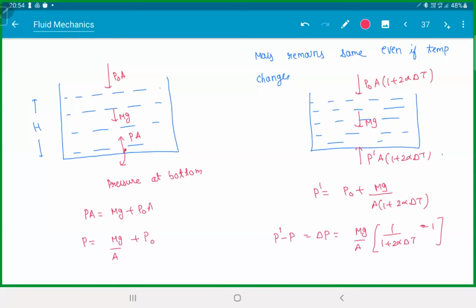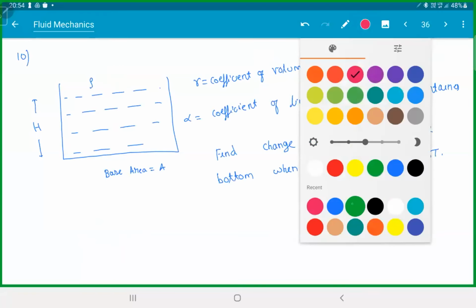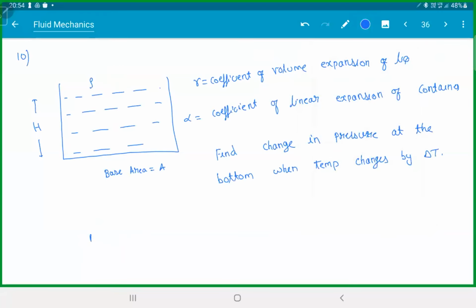Now, some people will have a doubt. Sir, what is happening? The density is changing now. Let's see what happens here. Mass will be the new density into the new volume. What is the new density? Rho by 1 plus gamma delta T. What is the new volume? V into 1 plus gamma delta T. This will cancel. This will be rho into V. This is nothing but the old mass.